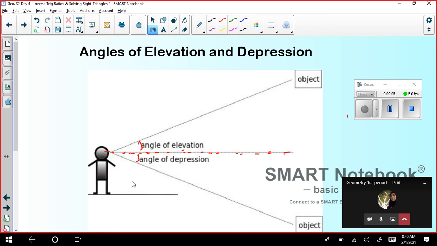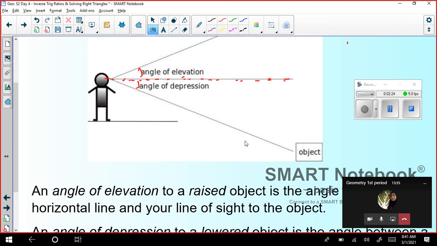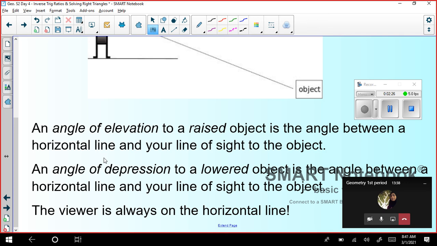Just remember, this line is a baseline which is parallel to your eyesight, and if the object is placed beyond that parallel line, then you have an angle of elevation, and if it's placed below, then you have an angle of depression. To note down the formal definition, I'll give you like a minute, and I'll also go over these definitions.